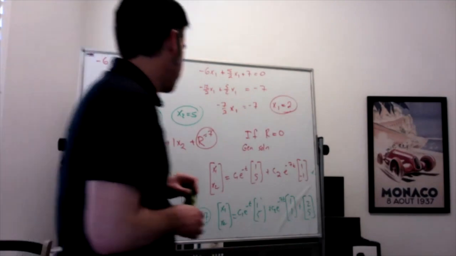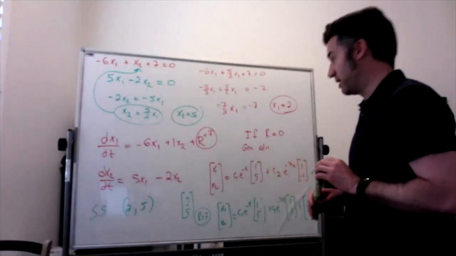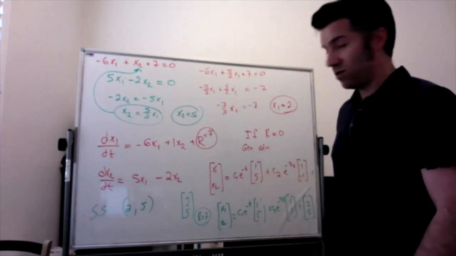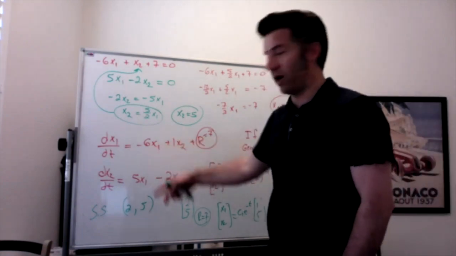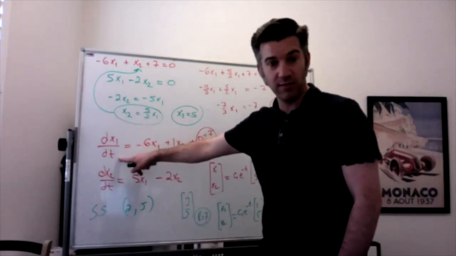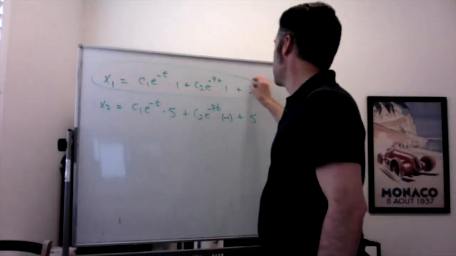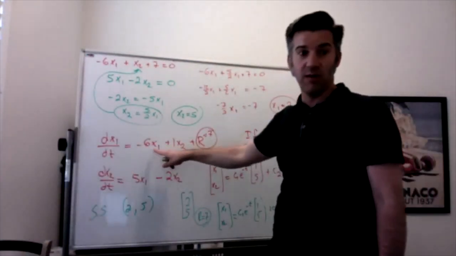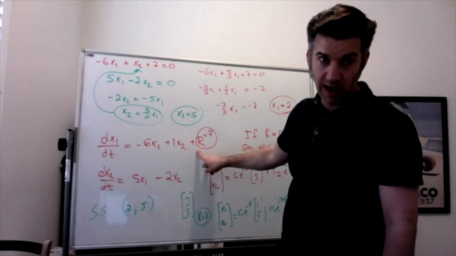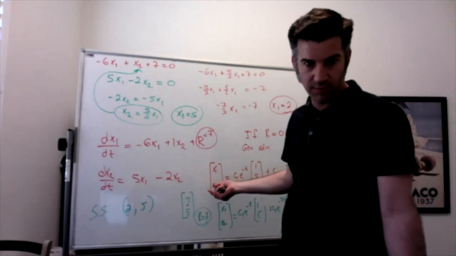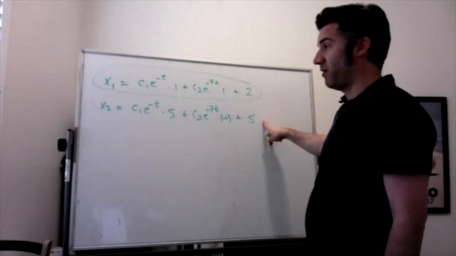Well, the whole idea is that the derivative of x1 should equal, if you look at it this way, here's your x1. The derivative of x1 should equal negative 6 times x1 plus 1 times x2 plus 7. And the derivative of x2 should equal 5 times x1 minus 2 times x2 plus 0. So that's why we need this 2 here and this 5 here.